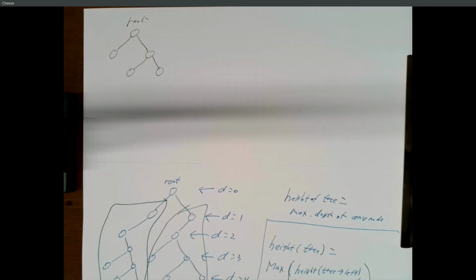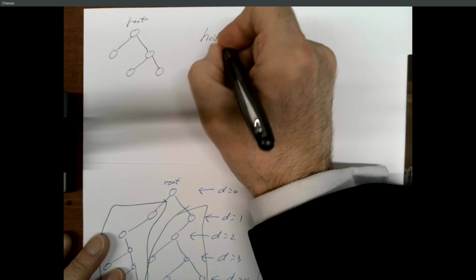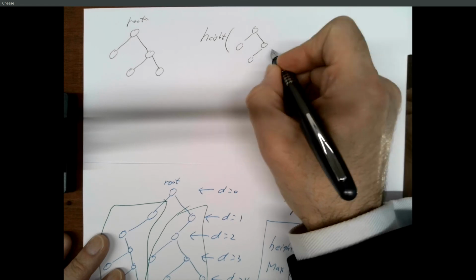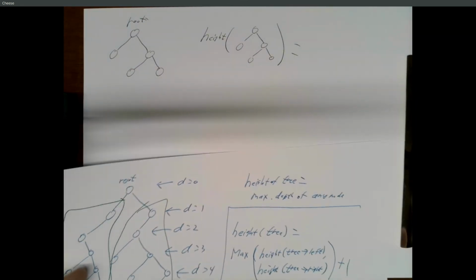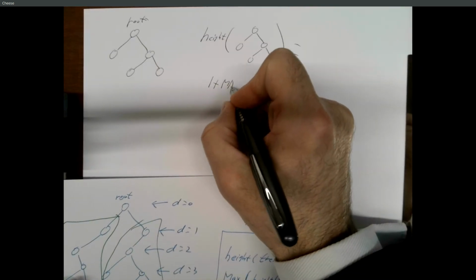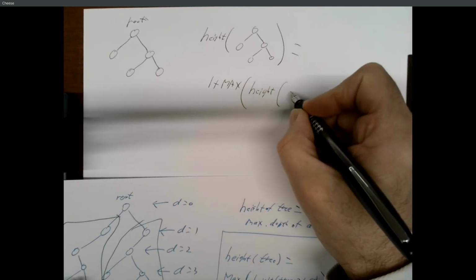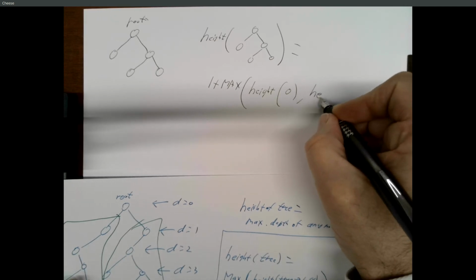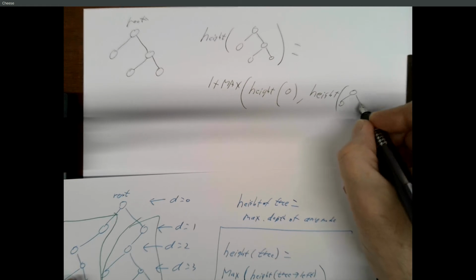Let's say I want to find the height of this. Okay, according to my recursive formula, this is equal to 1 plus the maximum of the height of this, that's the left subtree, and the height of this, which is the right subtree.